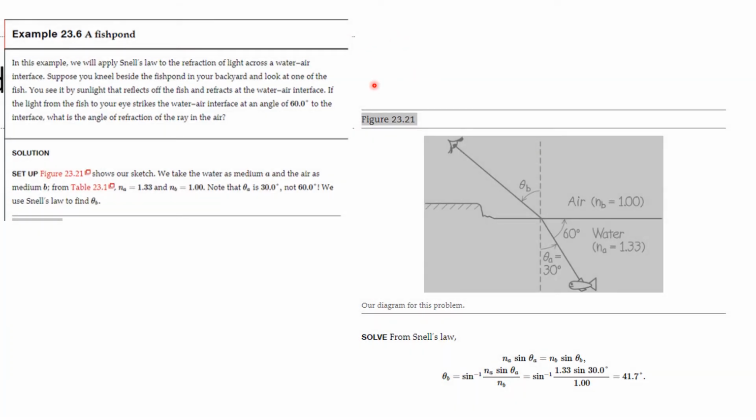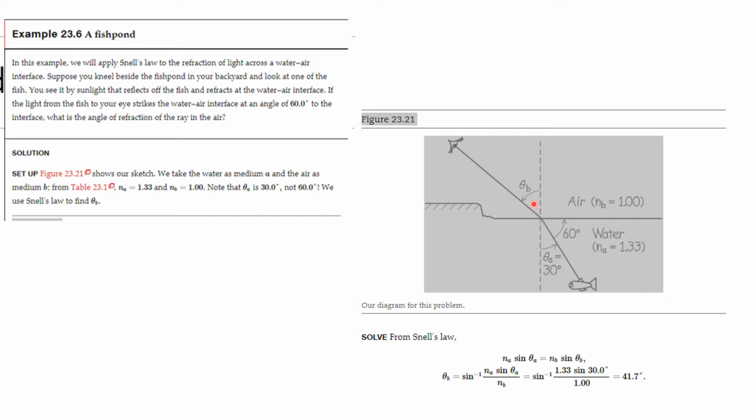Here's another problem of a fish pond, and we do have a picture. I'll read it first. Suppose you kneel beside a fish pond in your backyard and look at one of the fish. You see it by the sunlight that reflects off the fish and refracts at an angle at the water-air interface. So you see you're really going this way, where it's coming from the fish. It hits the water at this angle.